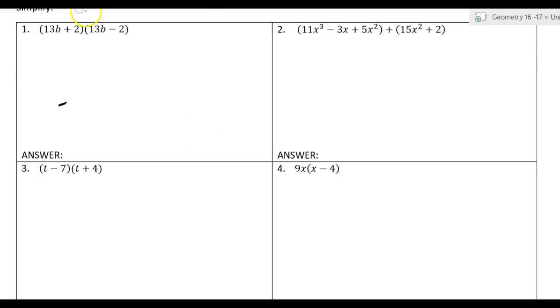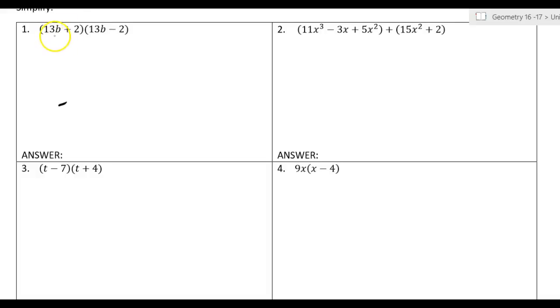Okay, so this is the video from Geometry Unit 2, Quiz Number 1 Review, and we're going to go through in this video questions 1, 2, 3, and 4, where the directions just say simplify. Now, for each and every one of these, I'm going to ask myself the question, what is the operation going on between the two polynomials?